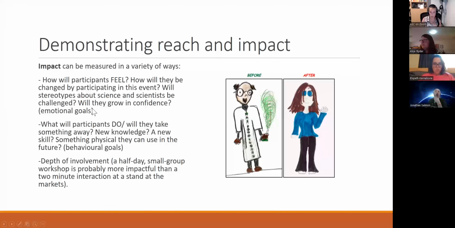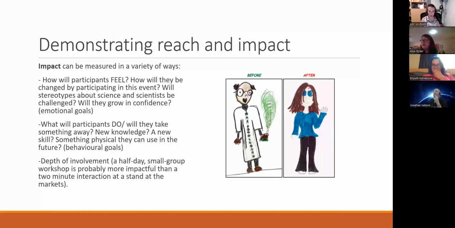You can think about the emotional goals or the emotional impacts of your event. So how will participants feel? How will they be changed by participating in an event? So maybe stereotypes about science and scientists might be challenged. Maybe participants will grow in confidence. That's one way to look at impact. Another way to look at impact is what participants will actually do. So will they learn something new? Will they learn a skill? Will they make something that they can take away that is useful in their life?